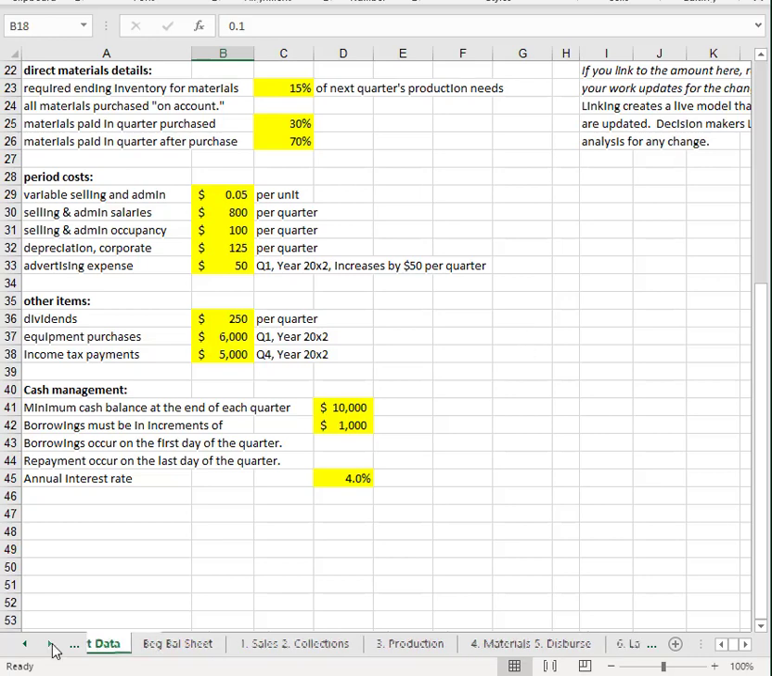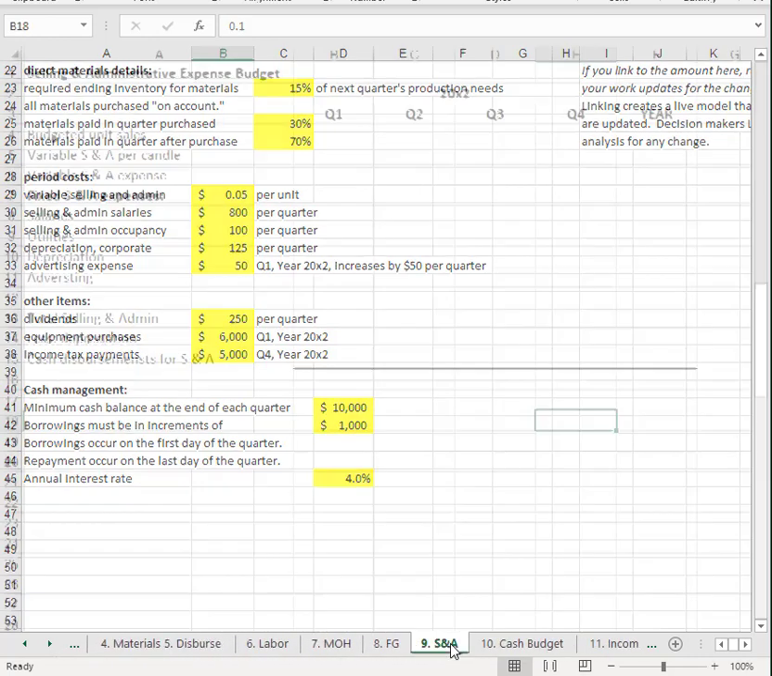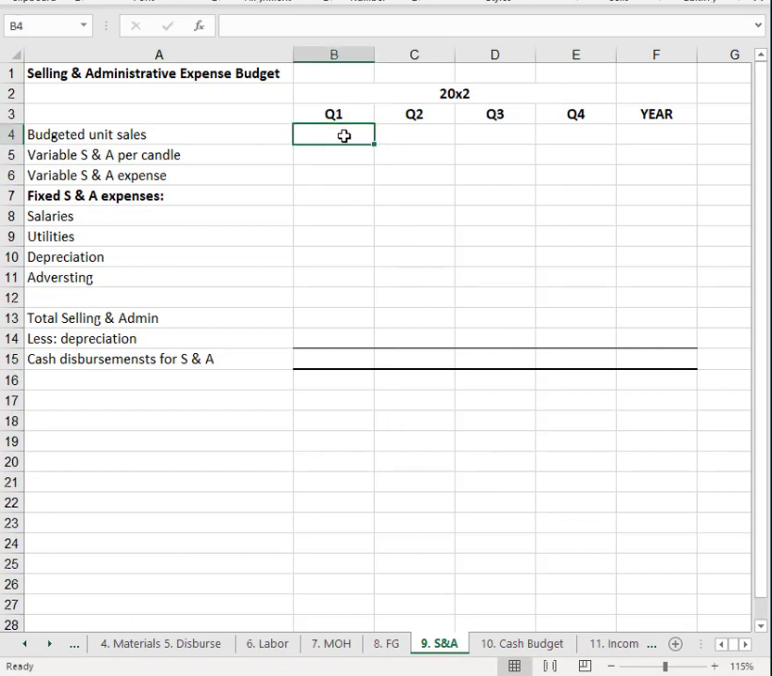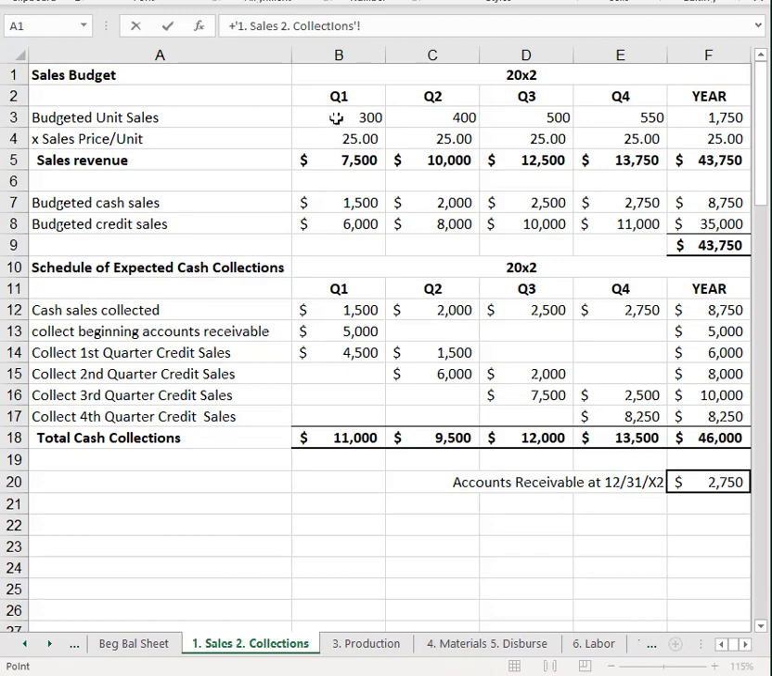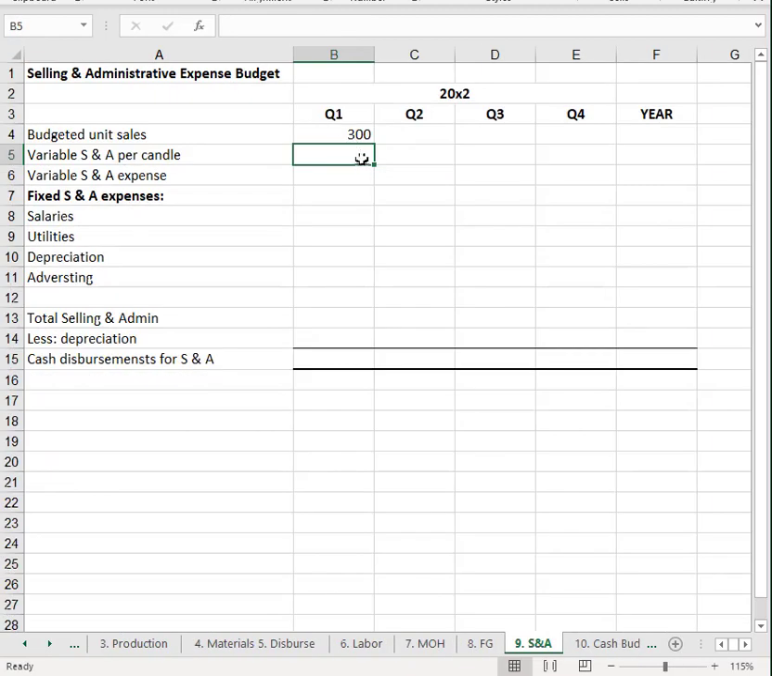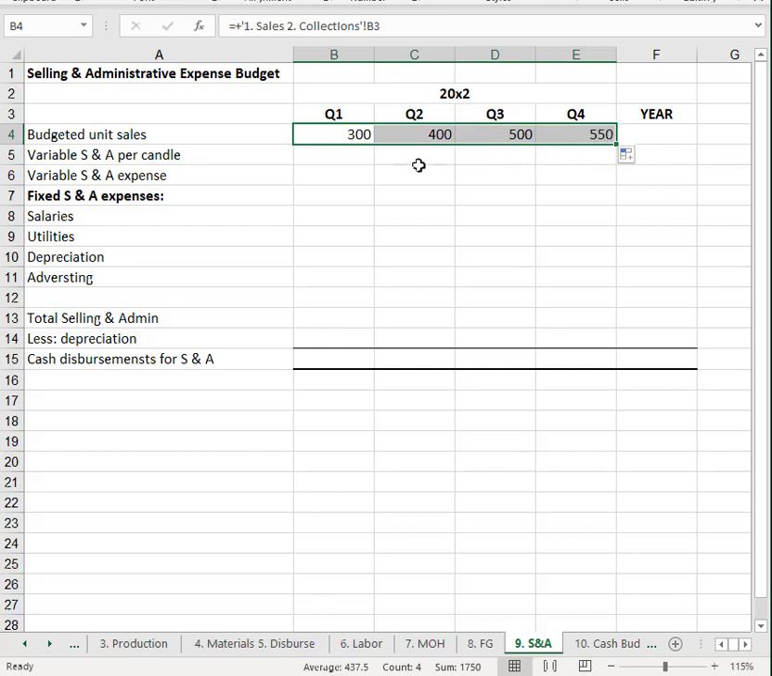All right, so let's budget that. We need to know how many units we're selling, because the variable selling and administrative is 5 cents per sold unit. So it matters how many units we sold. So let's go back to our sales budget. How much did we sell? We could also link it to the original data, because that's also linked to the beginning data. So either place is okay. And we will copy that over.